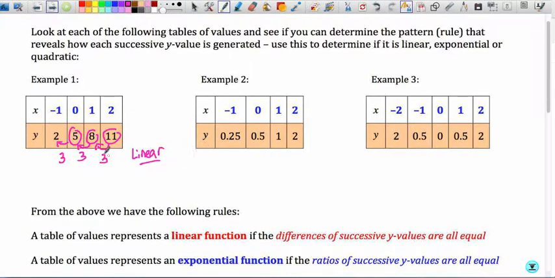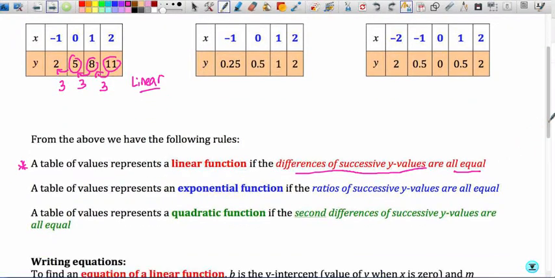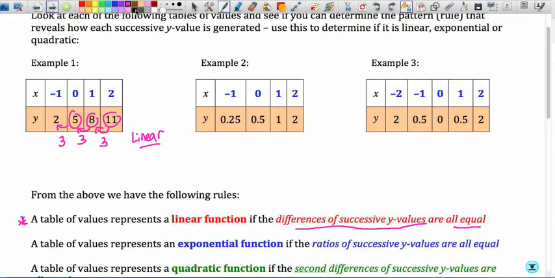And what you'll notice in the note that is detailed below: if the differences of successive y values are equal, then that tells you that the function is linear. And what it also tells us is that if each subsequent term, and you'll notice these are in order, increases by 3, then that has in fact given us our slope, and all we would need to do is find the y-intercept to find our equation.